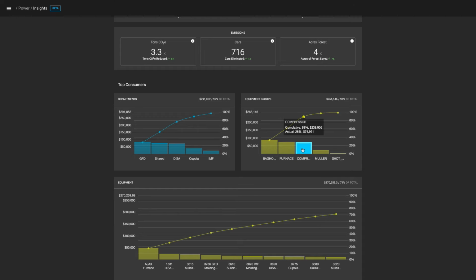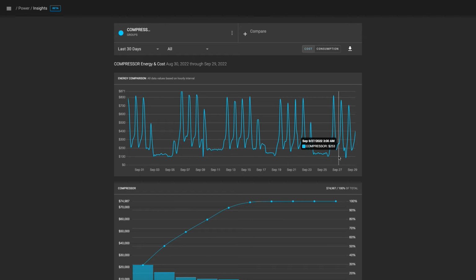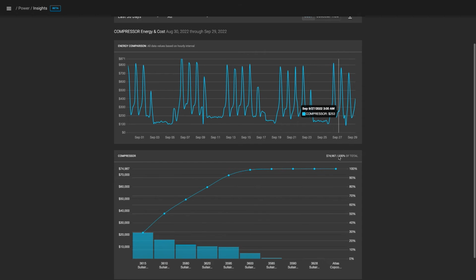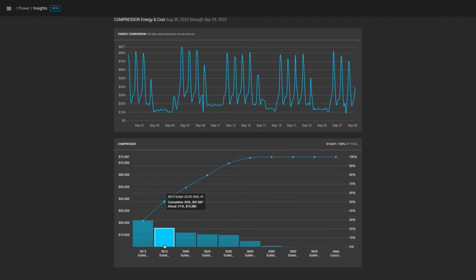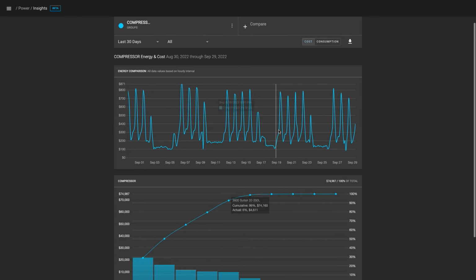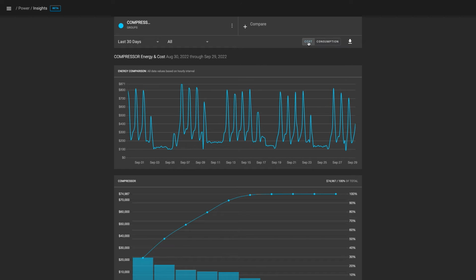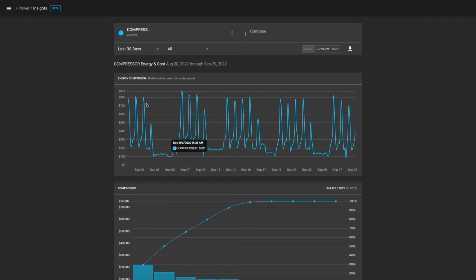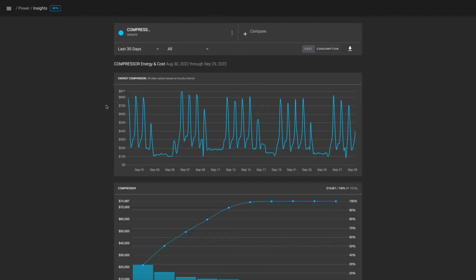If I click on compressors, I can see how that group of equipment has performed over the past month and how much it has cost the plant. I can also see which individual compressors are contributing the most to energy consumption. Notice that the energy data presented here can be viewed in either consumption, the number of gigawatt hours consumed, or by cost, the number of dollars per hour. With this information, you can now put a dollar amount on the energy consumption that is happening in your plant today, not just what you consumed last month from the monthly power bill, but real-time data on what's going on in your plant right now.